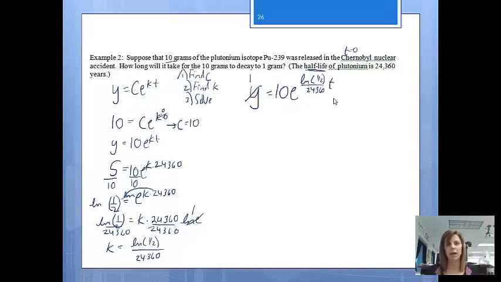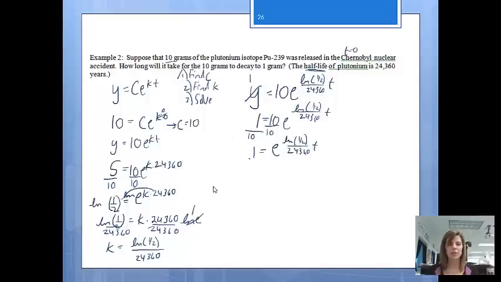So now I'm going to be solving for t. So I've got 1 equals 10e to the ln 1/2 over 24,360 t. First thing I'm going to do, just like I did over on the other side, we'll divide by 10. And 1 divided by 10 is 0.1, and I'm allowed to put that as a decimal because it's just a terminating decimal. So I'll get e to the ln 1/2 over 24,360 t.